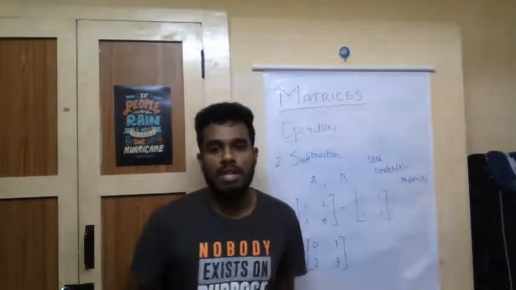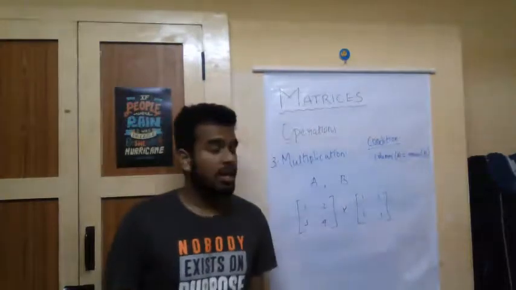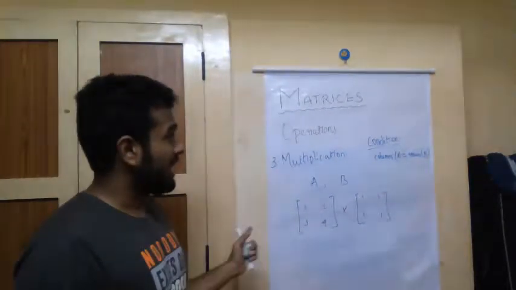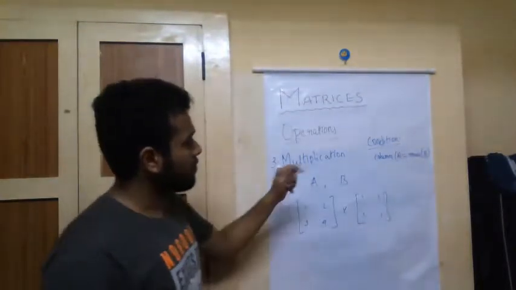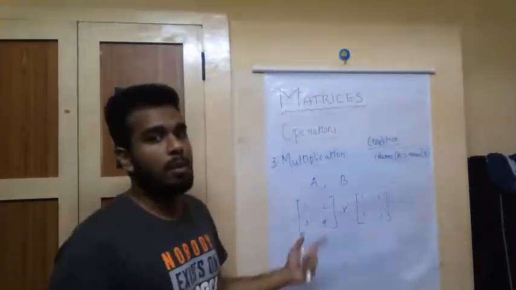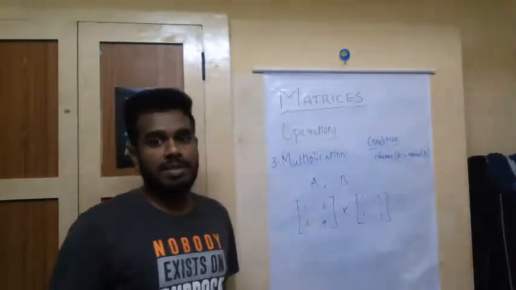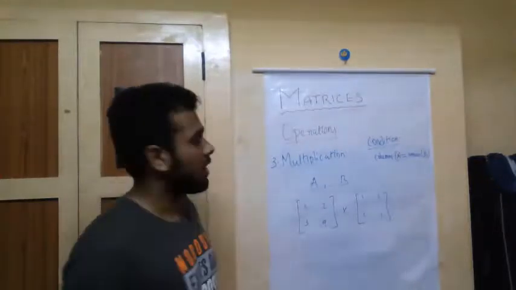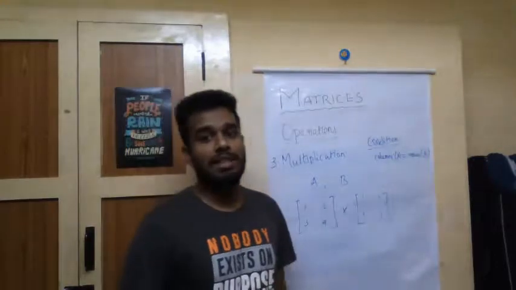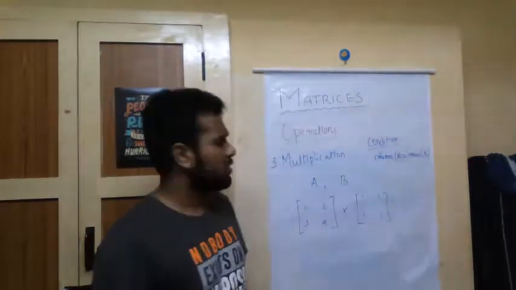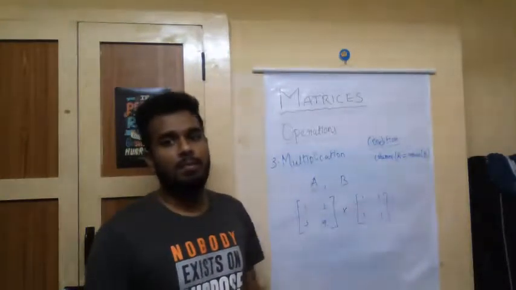The next one is multiplication. It's a little bit trickier. Multiplication is a little more complex than addition and subtraction, and not actually straightforward. The condition for multiplication, for example, if we take two matrices A and B, is that they don't need to be of the same dimension, as in they don't need to be square matrices. The number of columns of A should match the number of rows of B. That's the only condition basically. So whatever matrix we take, if the number of columns of A matches the number of rows of B, then we can just multiply them.